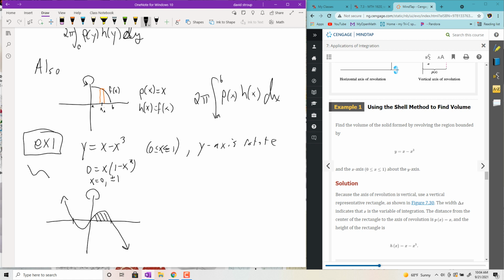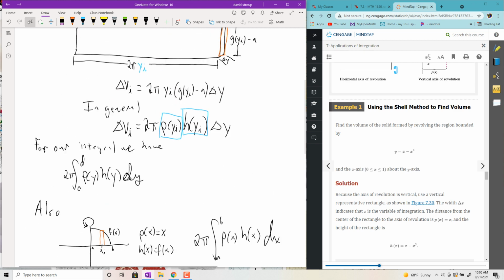We want to do it about the y-axis. Remember, the shell rectangles are parallel to the axis of rotation, so it should look like this. The base is on the x-axis, so your radius function and your height function will be in terms of x. The radius function is the distance to the rectangle, and in this case, it's just plain old x. The h of x is the height of the rectangle, so that would be x minus x cubed.